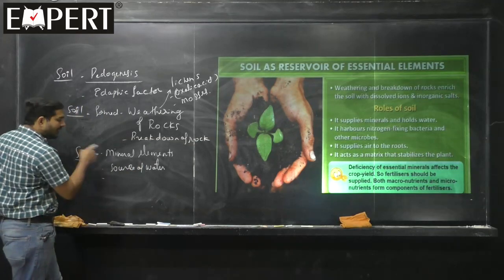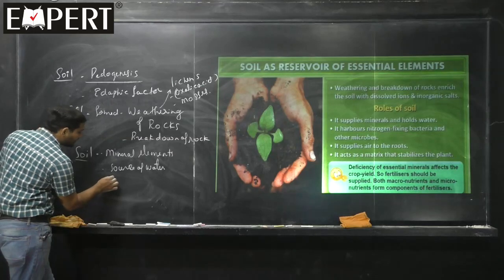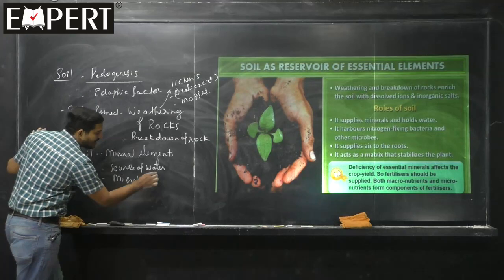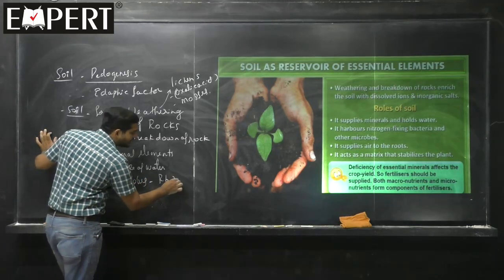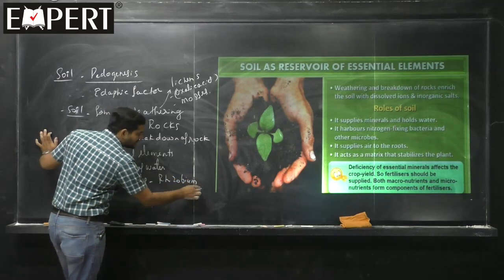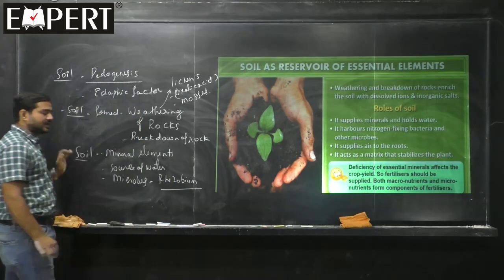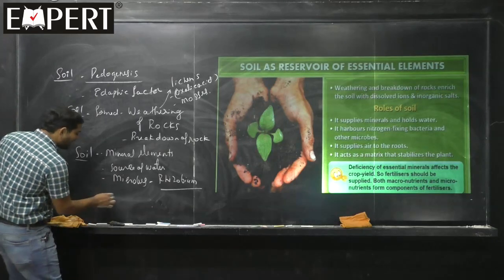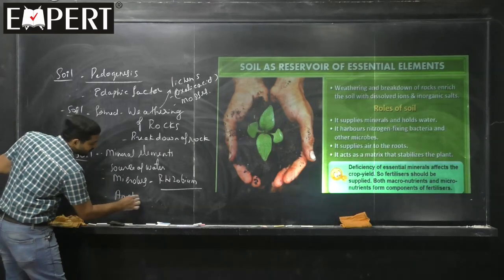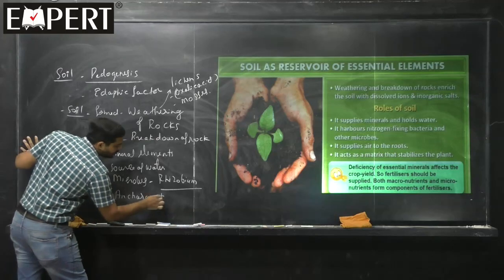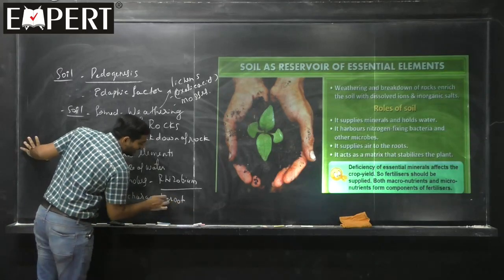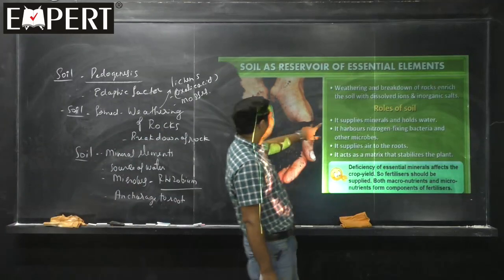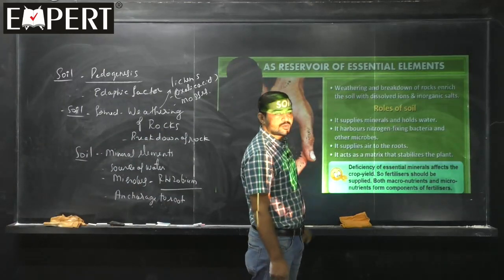And soil is the reservoir of some microbes, soil microbes, like we can take the example of rhizobium, which is helping in fixation of nitrogen, present in the soil. And soil helps in anchorage to the roots. Very simple aspect, students. I will not take much time here. It supplies minerals and holds water.